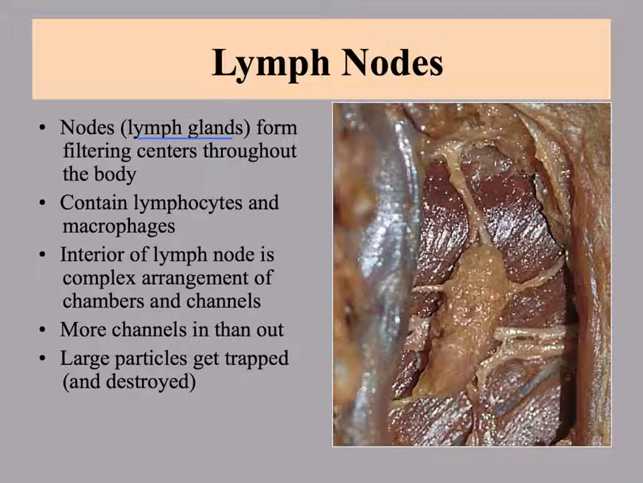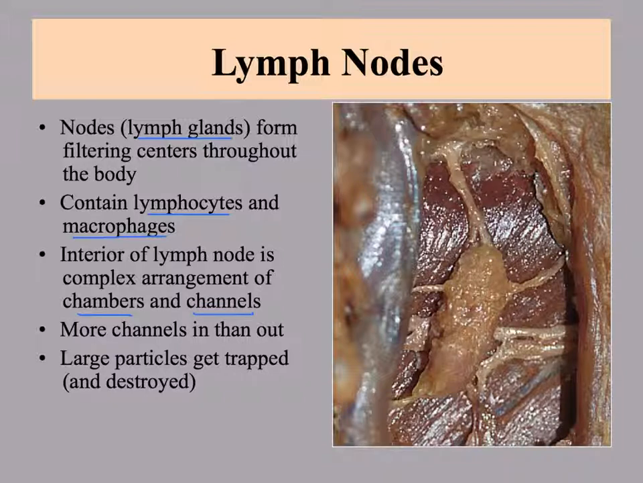And so they are filled with lymphocytes, and there are several different kinds, and we'll talk more about them in the next video. And macrophages, which you remember are the phagocytic white blood cells. Those are the ones that can move and engulf and eat particles that do not belong in the lymph. The interior of the lymph node is this very complex arrangement of spaces, chambers, and channels.